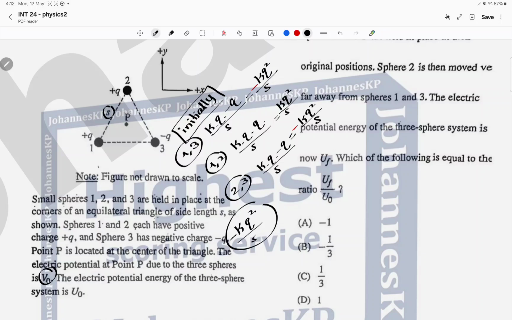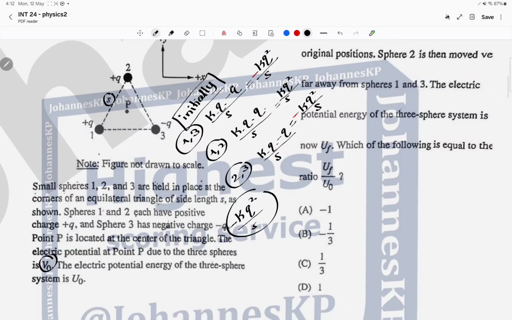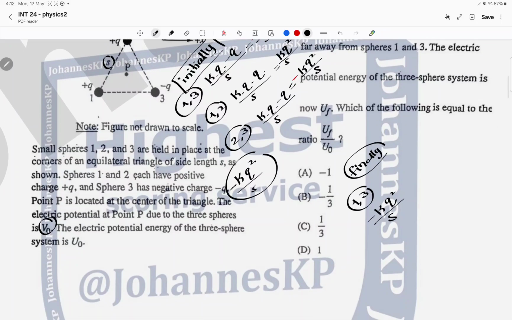How about the final one now, with only spheres 1 and 3 being there? So now finally, spheres 1 and 3 means negative K Q squared over S. Now they want the ratio, UF over UO, so negative K Q squared over S over negative K Q squared over S, which is a 1-to-1 ratio. Choice D.